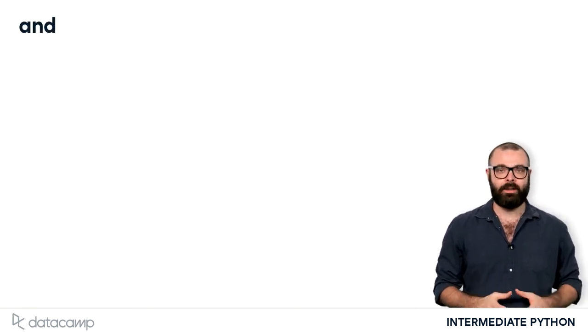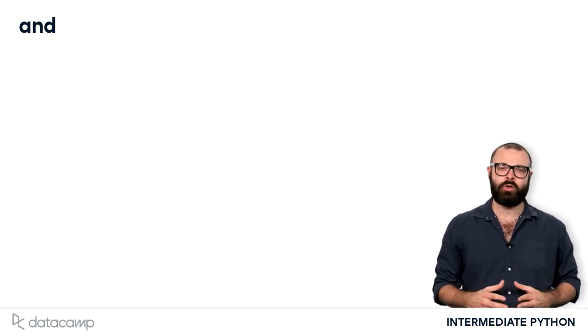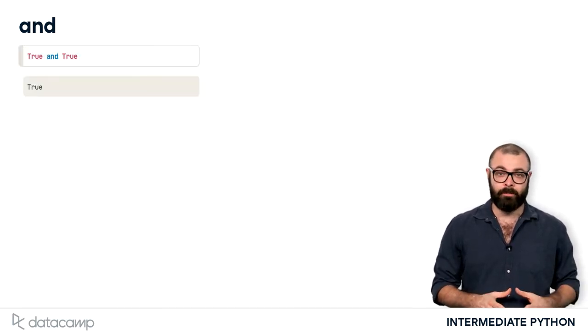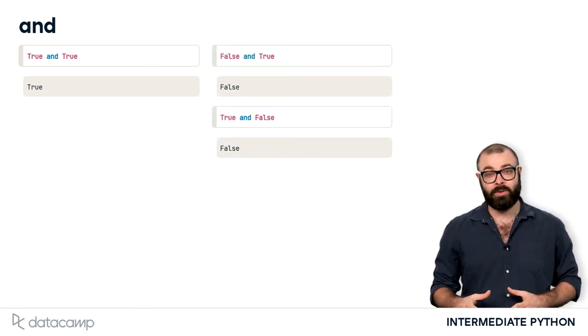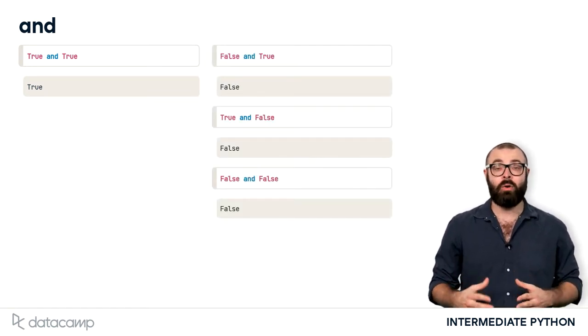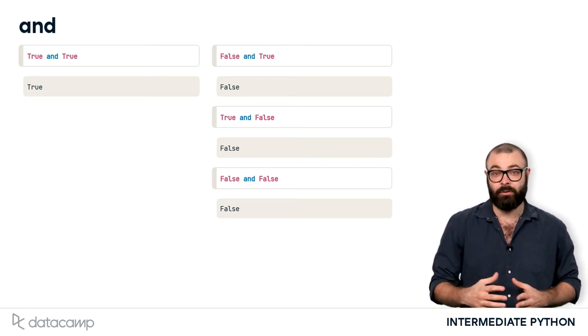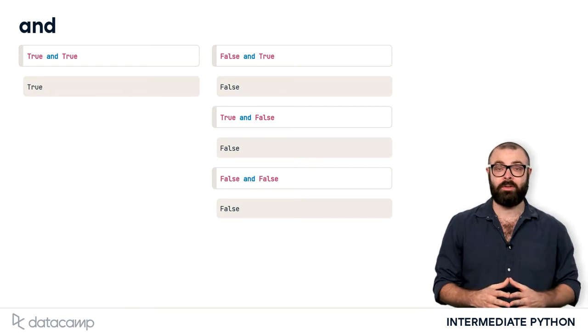The AND operator works just as you would expect. It takes two Booleans and returns true only if both the Booleans themselves are true. This means that true and true evaluates true, but false and true, true and false, and false and false all evaluate to false.